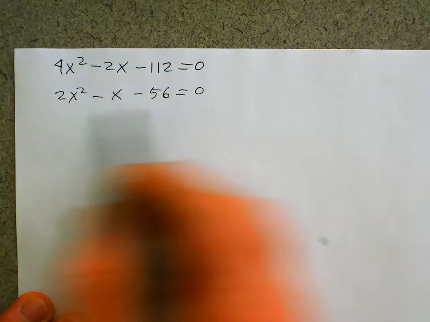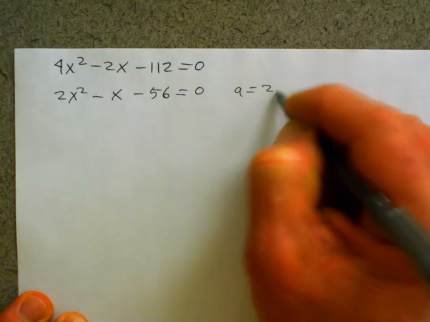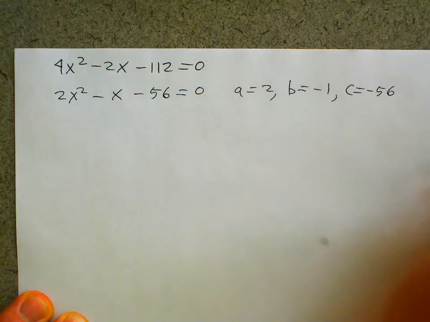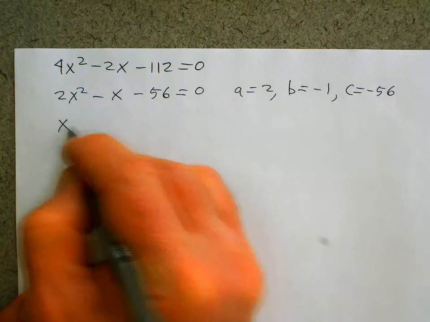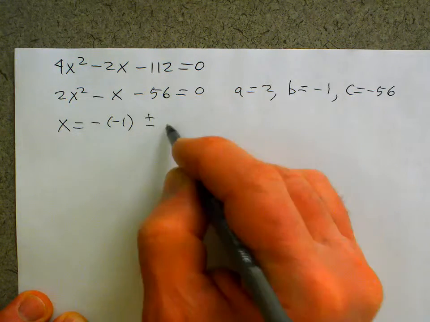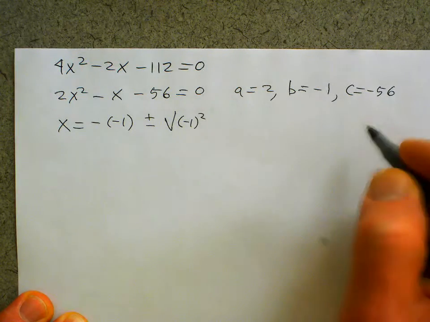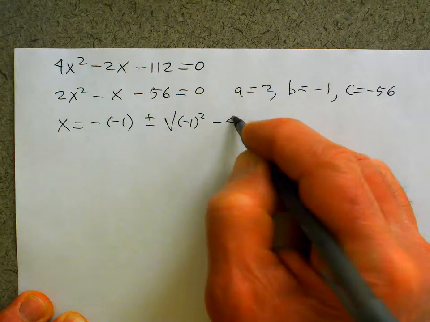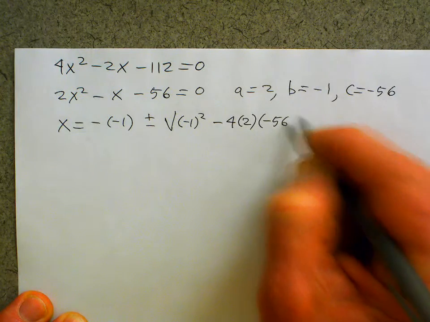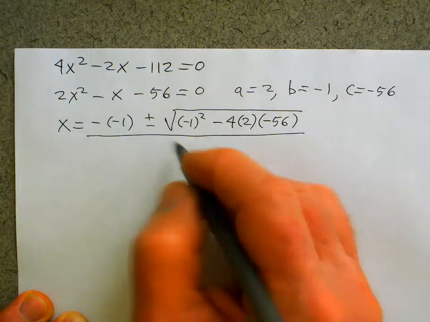And then we can use the quadratic formula, where a is 2, b is -1, and c is -56. So we get x equals the negative of -1 plus and minus the square root of -1 squared minus 4 times 2 times -56, all divided by 2 times 2.